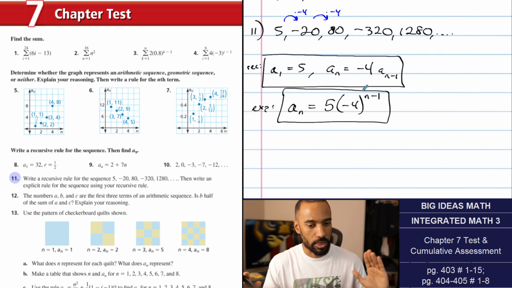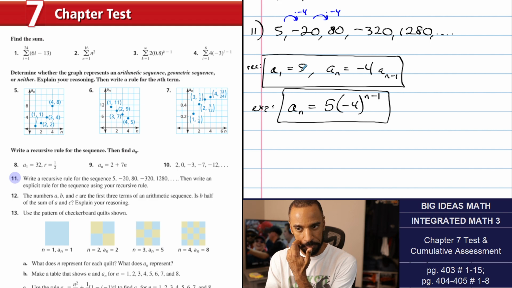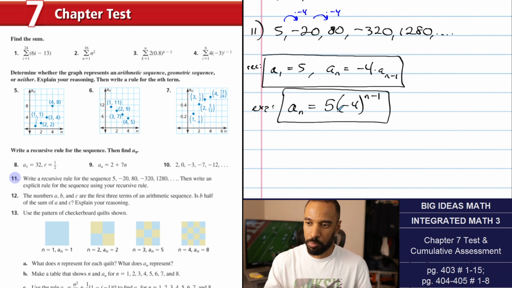Is that all we had to do? Write the recursive rule, write an explicit rule for the sequence. Yes. So those are the two things we're going to do there. I always want to put that times there.